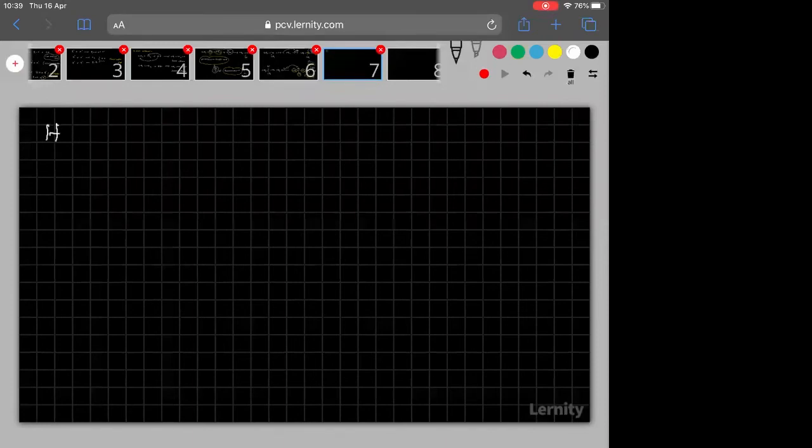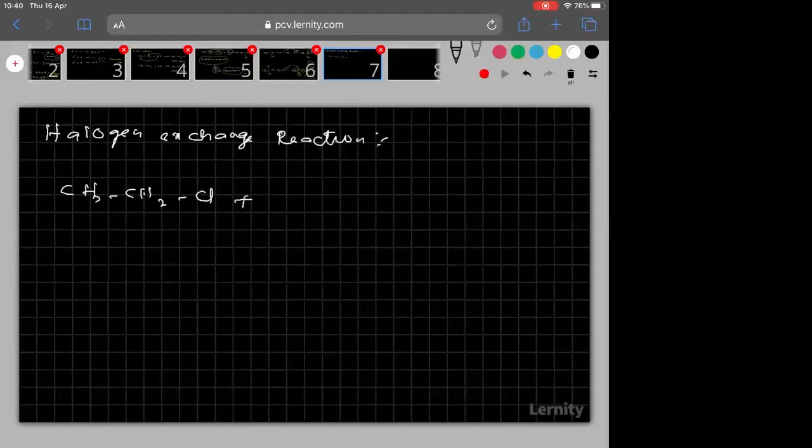This is also one of the very important preparation methods. This is called halogen exchange reaction. Put the heading in your notes, everyone. Halogen exchange reaction. See clearly, in halogen exchange reaction, CH3, CH2, Cl, chloroethane, when treated with sodium iodide in presence of a solvent called acetone. Acetone is a non-polar solvent.